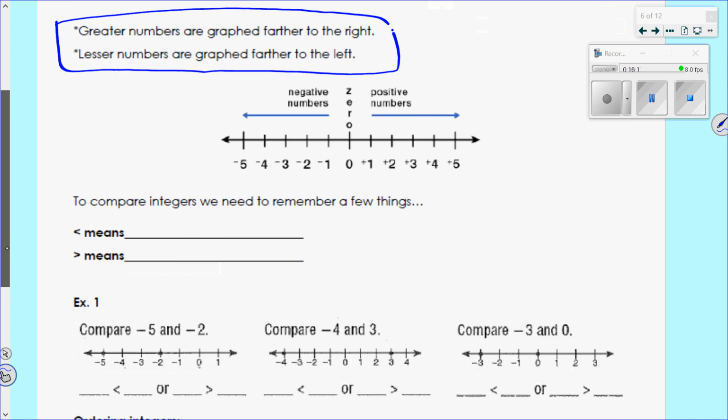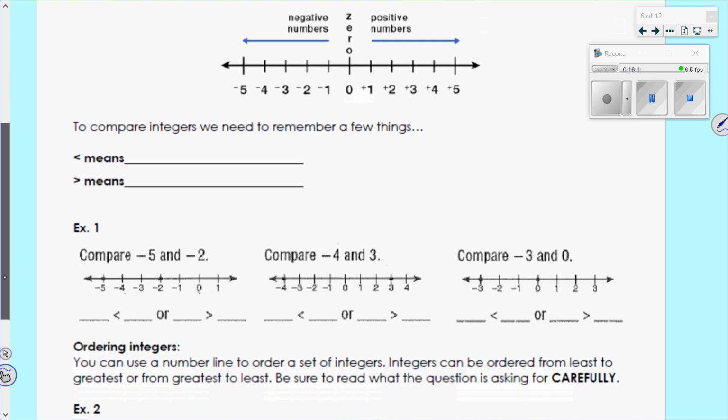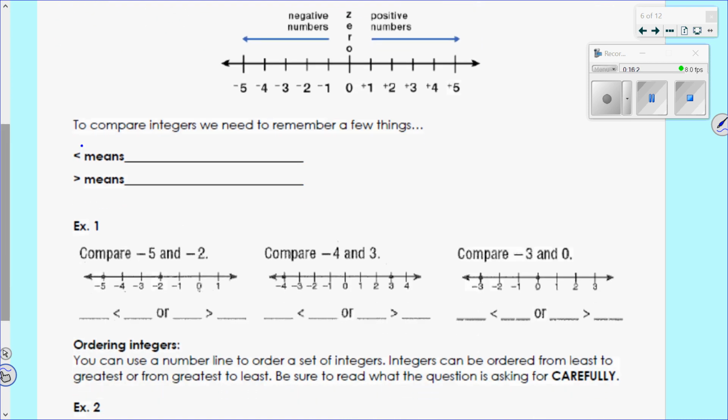To compare integers, we need to remember a few things. If I see this mathematical symbol, what does that mean? How do I read that? No, that is actually less than. Devin got it right the first time. So now, which does that one mean? There's the greater than.